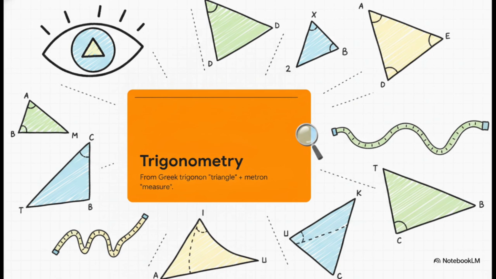So, let's dive right in. The secret is literally right there in the name. Trigonometry comes directly from the Greek words trigonon, which means triangle, and metron, which means measure. And really, that's the whole game right there. It is all about mastering triangles to find unknown distances and angles. It's essentially the ultimate measuring tape for the physical universe.